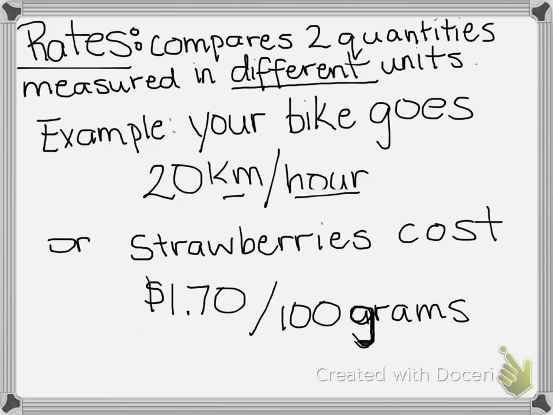Or if you went to the grocery store and you saw that strawberries cost $1.70 per 100 grams, one unit is dollars, one unit is grams. So this is another example of a rate.